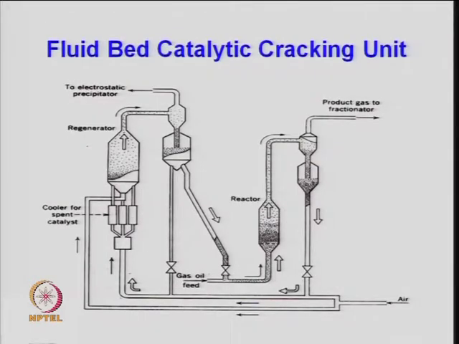Just a typical example, taken from the reference, of a simple reactor and regenerator combination, which is the FCC unit, the fluid bed catalytic cracking unit. You can see here that you have a reactor system like this. This is your reactor part, and the gas oil is your feed. A gas oil is nothing but the atmospheric gas oil or vacuum gas oil obtained from the bottom of a crude oil distillation unit. The gas oil comes like this, and you have a regenerated catalyst coming from here.